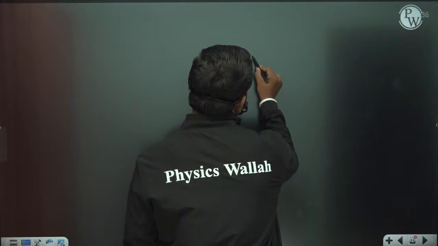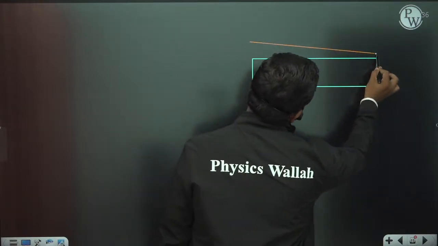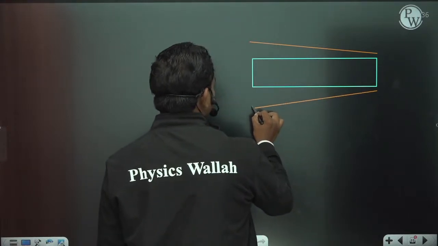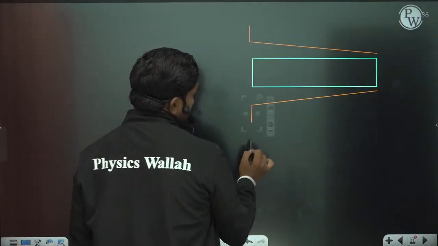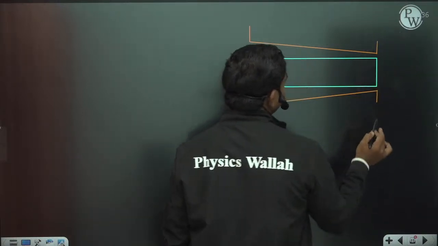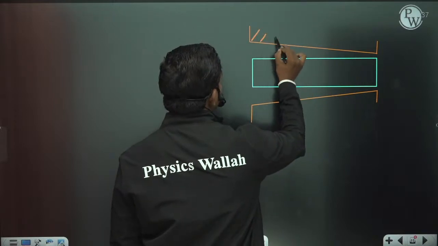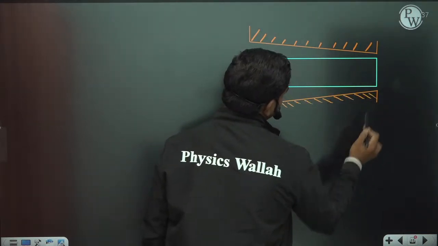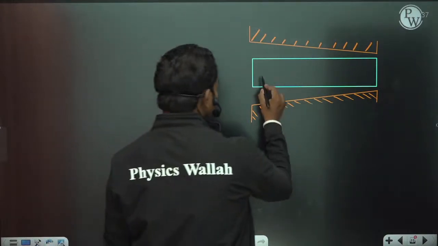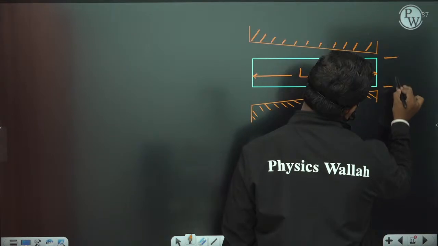Let me draw the things here so that it will be clear. Let us suppose you have a shaft like this, then you have a bearing like this, some variable diameter bearing. If you see, this bearing is of some variable diameter. Now, the length of the shaft is given, let us say L, and let us suppose the diameter of the shaft is D.